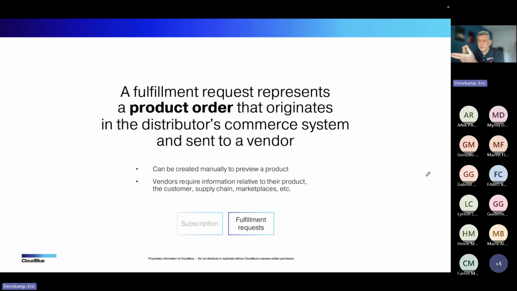Customer information. What supply chain does it come from? What marketplace does it come from, etc., etc. So the vendors require that information, and all that information is stored in the fulfillment request. Where does it get that information in, let's say, a production environment? From the order. From the order from the commerce system that should contain all that information.